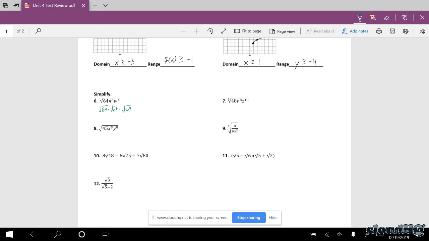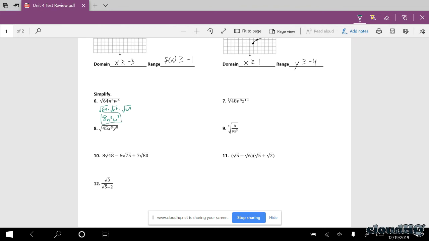Square root of 64, does that work out nicely? Square root of n to the 6th, n to the 3rd. Square root of w to the 4th, w to the 2nd.